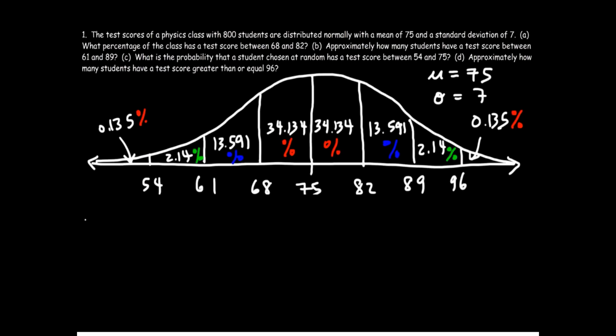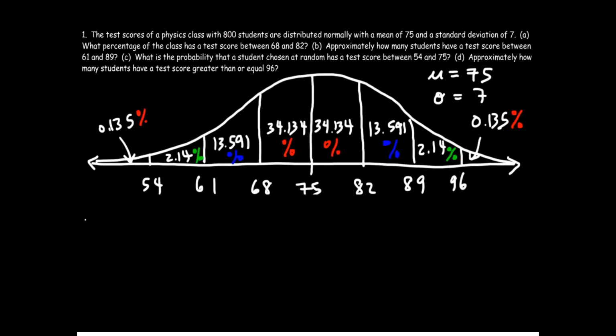Well, just to add up all my percentages, multiply it times 800, right? I won't have you do it. What's the probability that a student chosen at random has a test score between 54 and 75? Like, add up those percentages, multiply times 800, and that's the probability.